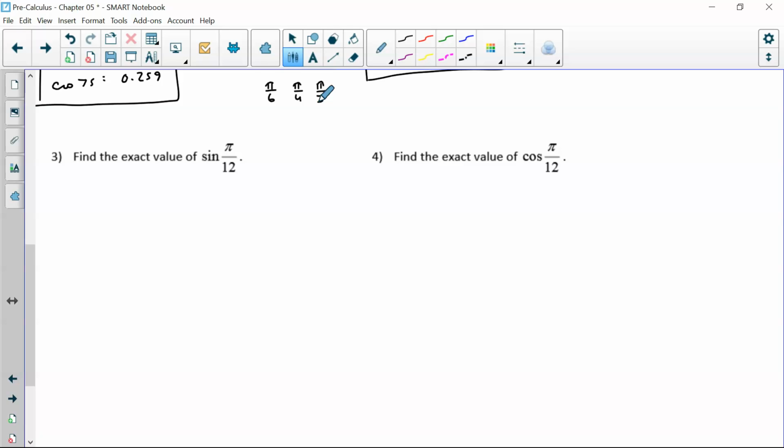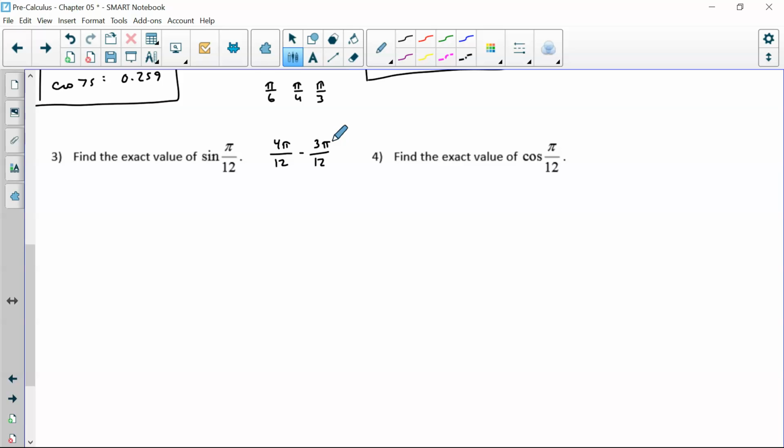Now, thinking about this, we could add them or we could subtract them. Looking at the values we have, you see how we have the pi over 4 and the pi over 3? 4 times 3 is 12, so I think I'm going to have to work with these two here. So what we could do is that if we had a 4 pi over 12 and subtracted a 3 pi over 12, that would give us a pi over 12.